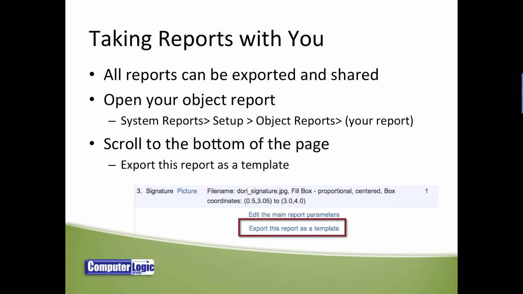The good news, though, is you can export and share these reports. It's really easy. Once you have a report done, you simply open up the object report, scroll down to the bottom, and there's an option to export this report as a template. Now when you do this, all of these files are going to get exported and saved with a .pst extension, so you'll be able to find them. You can also attach them then to an email, send them off to somebody else. They can use them on their system.